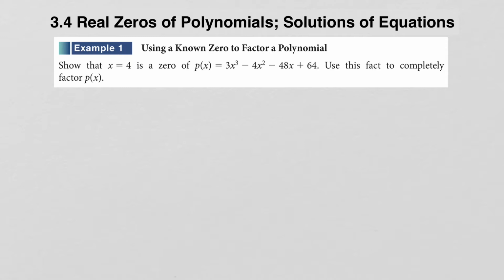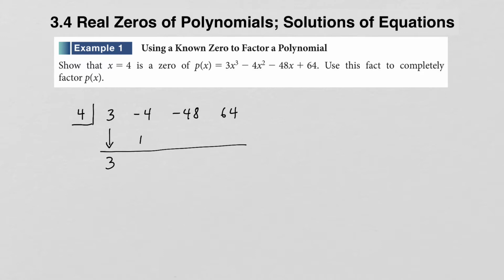All right, well, if we know that x equals 4 is a zero of the polynomial, then that means when we use synthetic division with the number 4, we should get a remainder of 0. So here I have set up the synthetic division process. Let's go ahead and do the synthetic division.